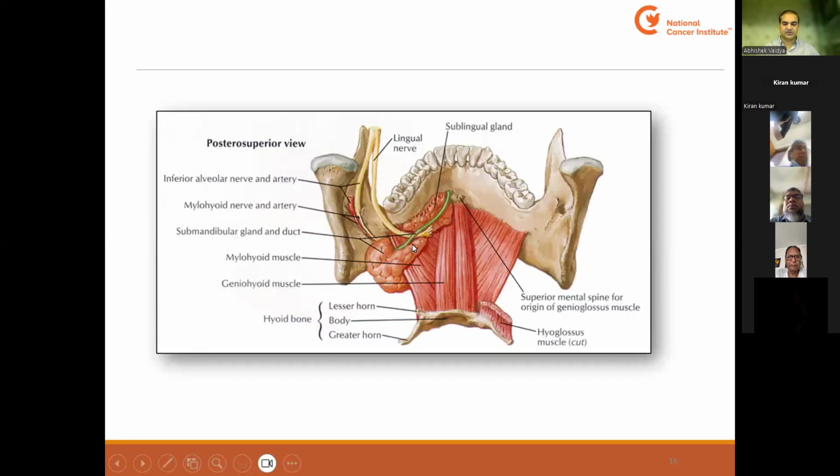So this is a demonstration or a picture of the submandibular duct. You can see how it's crossing the lingual nerve and then opening on the inner aspect of the mandible on either side of the frenulum linguae on the ventral surface of the tongue.